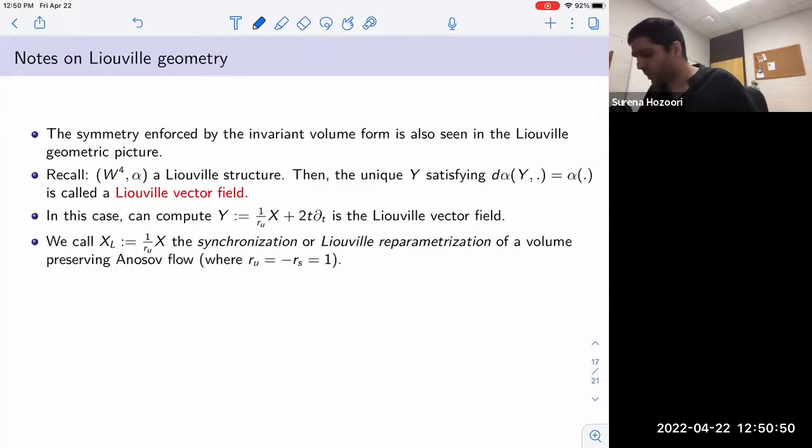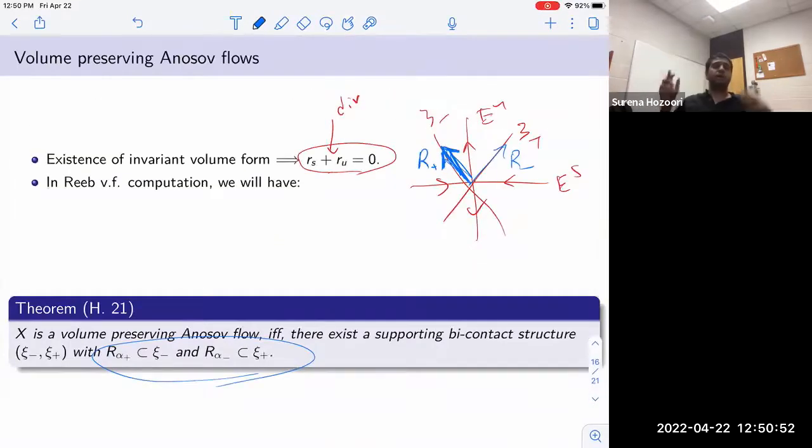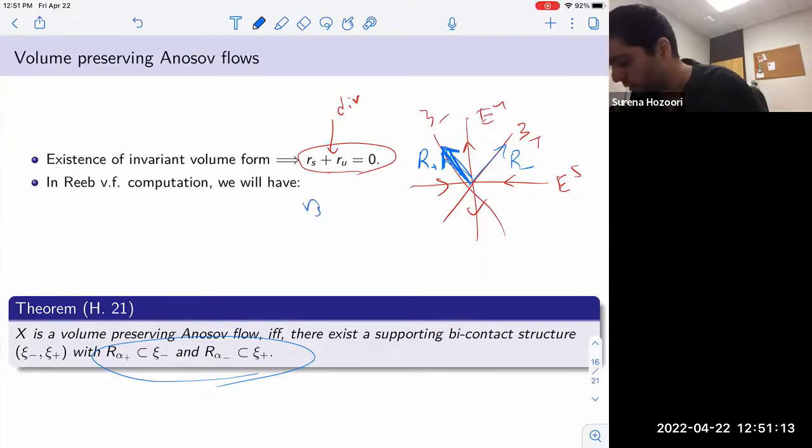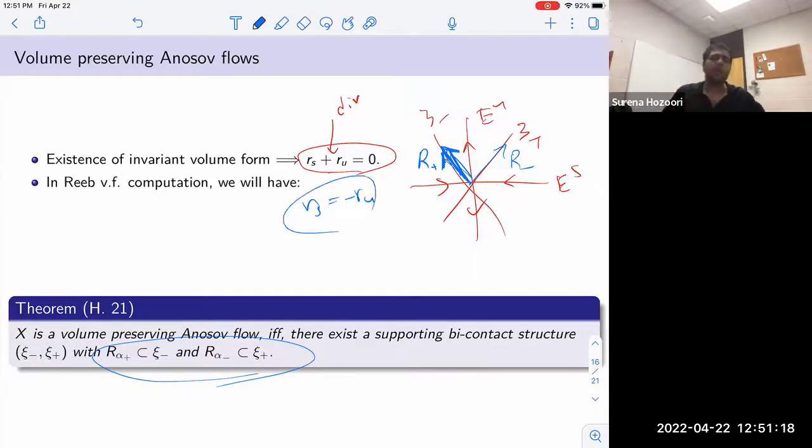Okay. So we also get a characterization of the existence of an invariant volume form in this case, in terms of this Reeb vector field. Well, how can we see that now? The point is that having this invariant volume form forces some sort of symmetry in this picture, which you can see here, and also with this property.